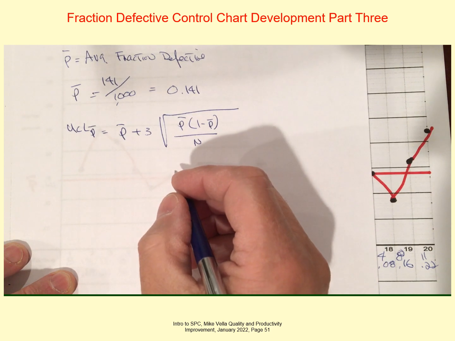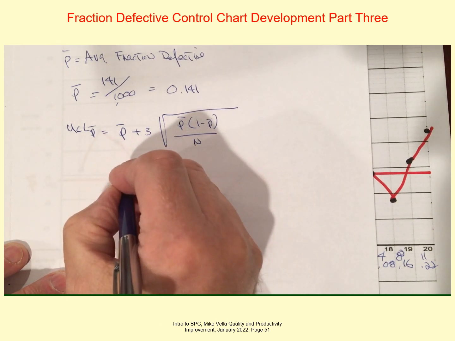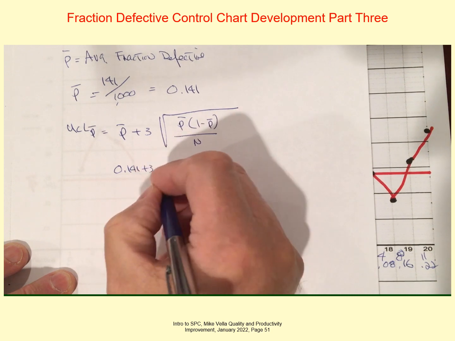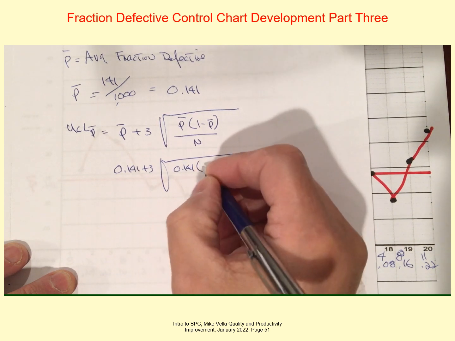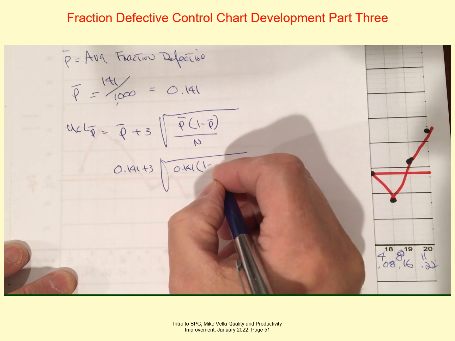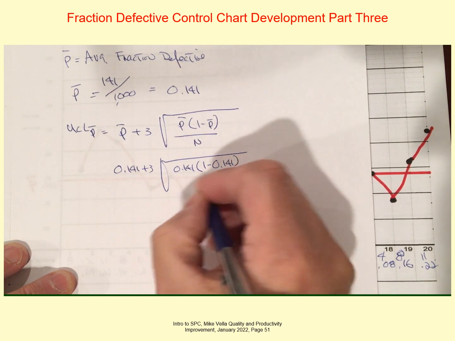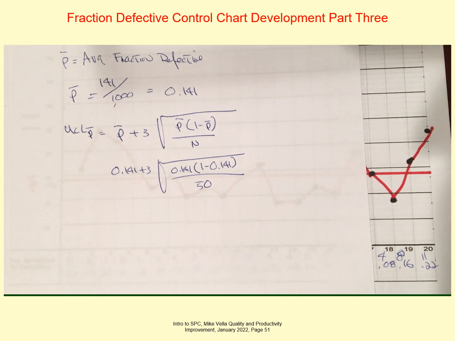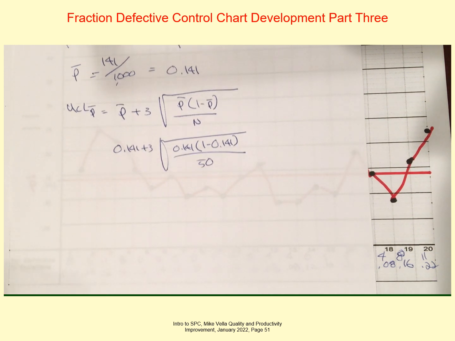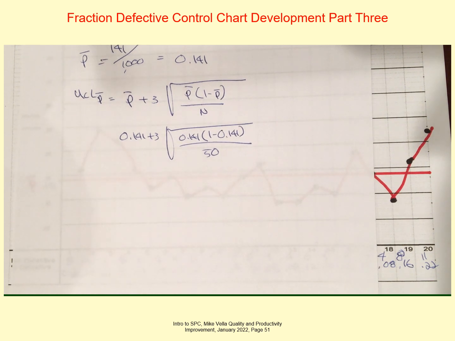So if we plug in the numbers, p-bar 0.141 plus 3 times the square root of 0.141 times 1 minus 0.141 divided by 50. And if you make that calculation, we'll find that our upper control limit, well, why don't I go ahead and do that with you just so that we work together on it.